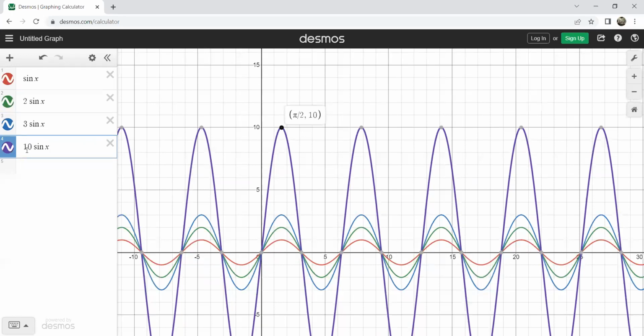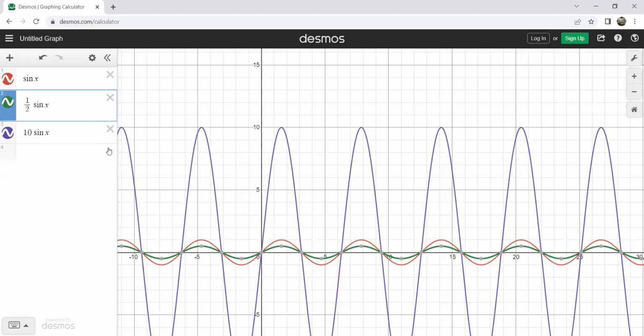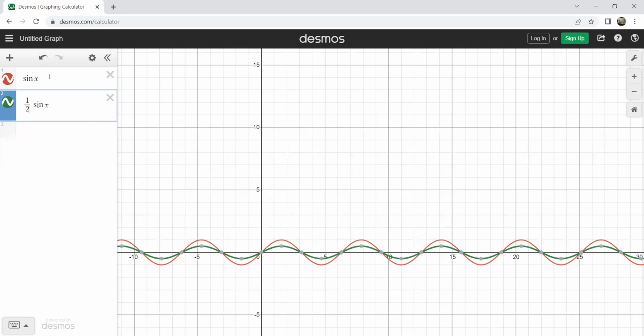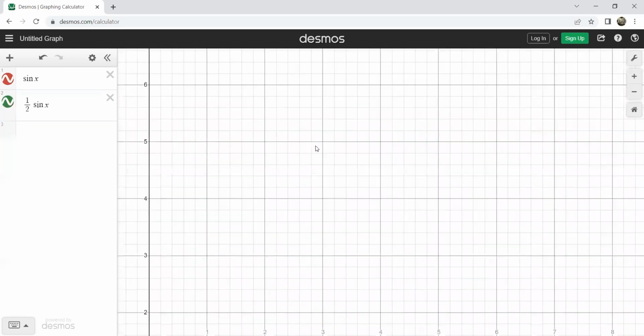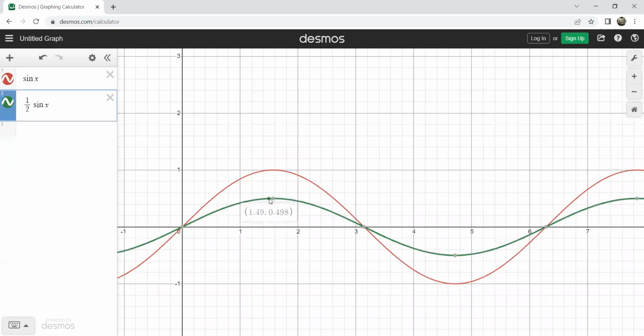Well, what if I change these to fractions? Take a look at this. A half sine x. Compare sine x with a half sine x. Take a look at this. Now you have lower waves, shorter waves. The height, the maximum value of a half sine x is a half.